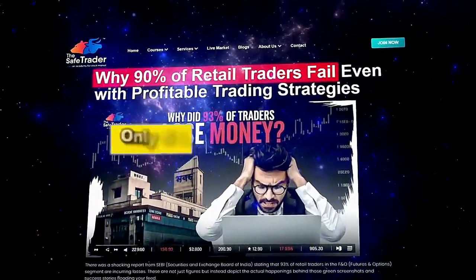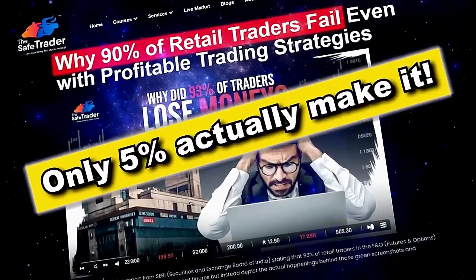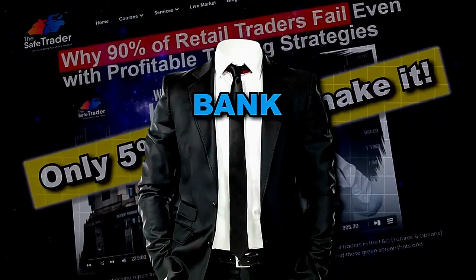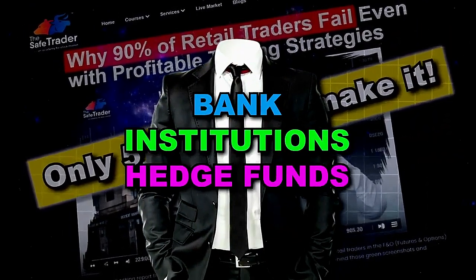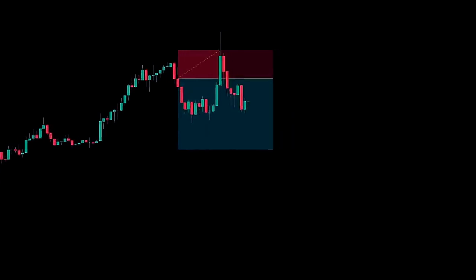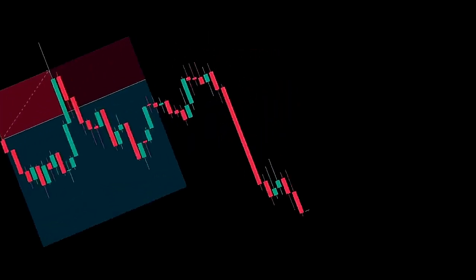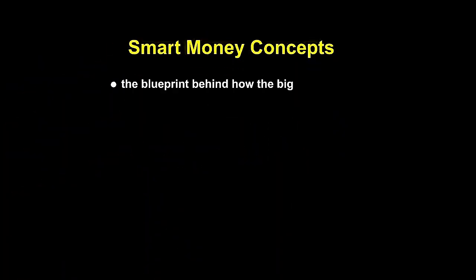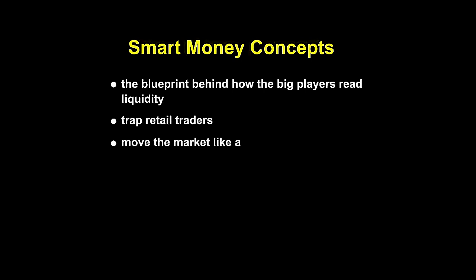95% of traders fail, only 5% actually make it. And guess who's in that 5%? The big players, banks, institutions, and hedge funds. So if you want to stop trading against them, you've got to start trading like them. That's where smart money concepts comes in. The blueprint behind how the big players read liquidity, trap retail traders, and move the market like a chess game.